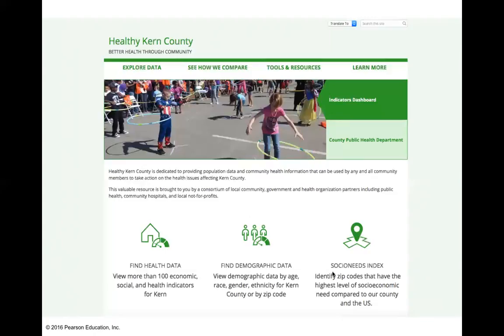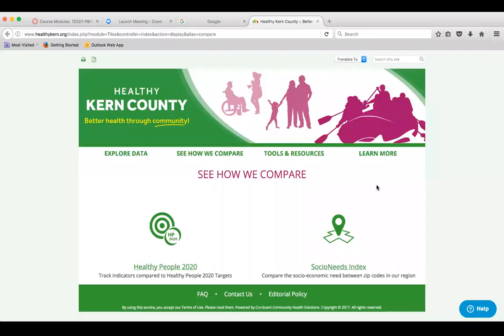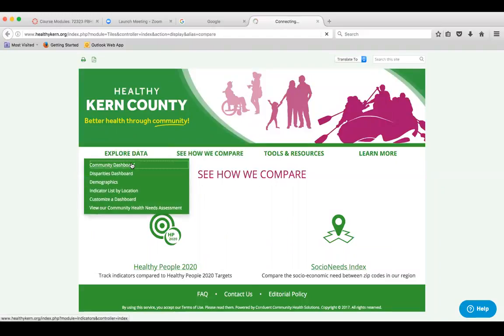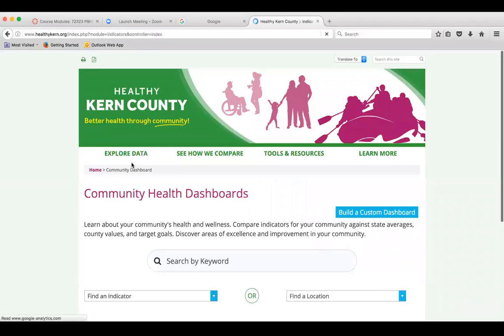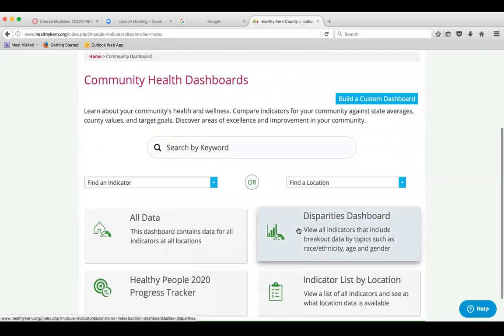Here we go. And this is a comparison of all the different areas. So you can see our community dashboard. And so let's see here, disparities dashboard. So this will show me that you actually listened to this whole entire video.